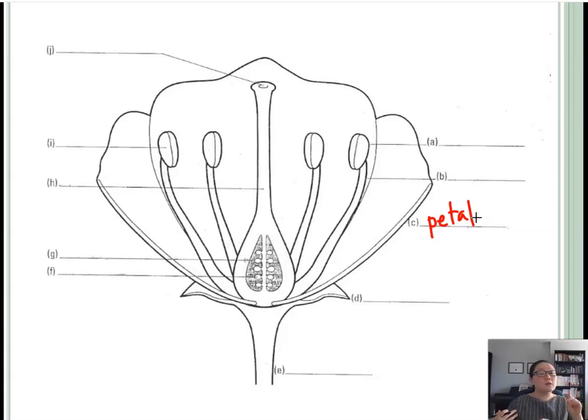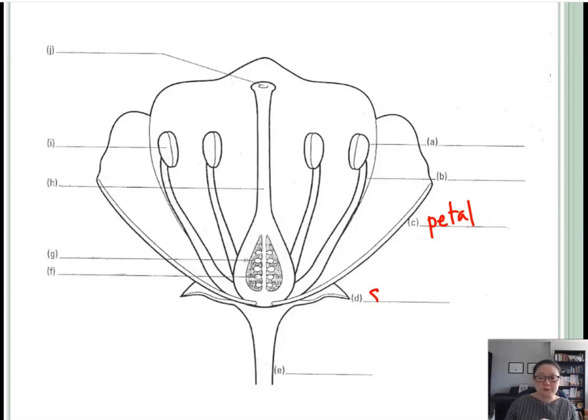That being said, not all plants use pollinators to reproduce. In some cases, with flowers or plants that don't use pollinators, these petals are not going to be as developed, or as showy, as they are with some other flowers.